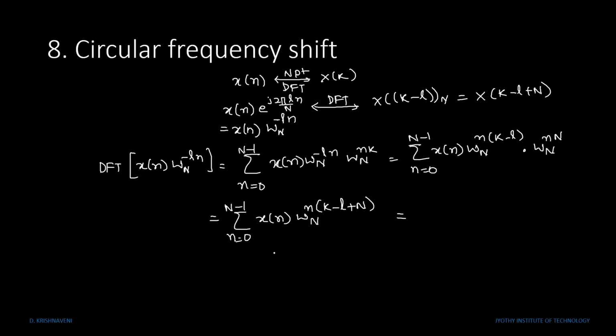Now this formula is the same as the DFT formula, except that instead of k we have k minus l plus N. Now in the DFT formula, if k is there, you will get X of k. Here k minus l plus N is there, so we'll get X of (k minus l plus N). And this can be written as X of (k minus l) modulo N. So we have proved the circular frequency shift property. Hence the multiplication of the sequence x(n) with the complex exponential sequence, that is e to the power of j 2 pi l n by N, is equivalent to a circular shift of the DFT by l units in the frequency domain. Thus you can see that this property is dual to the circular time shift property.